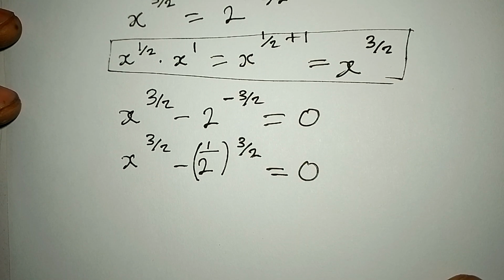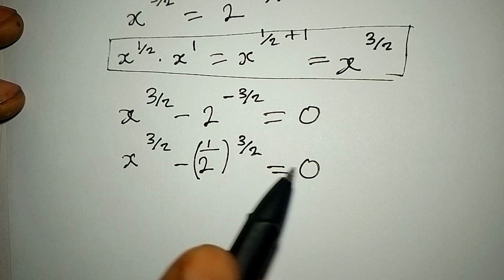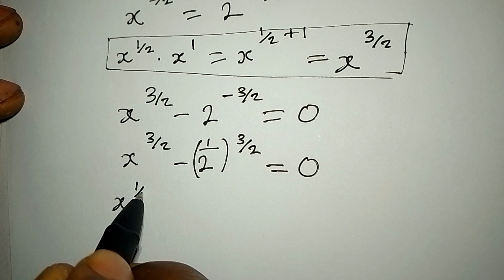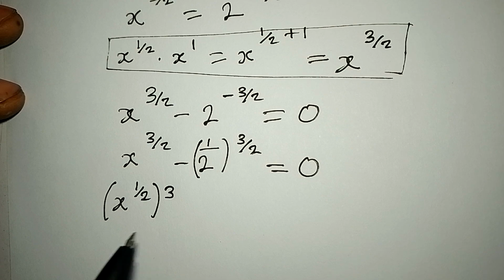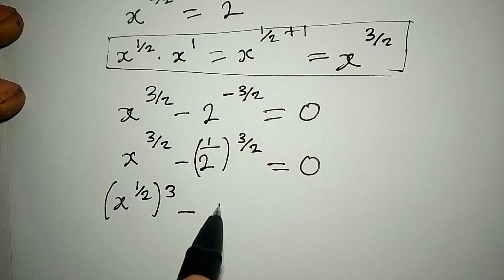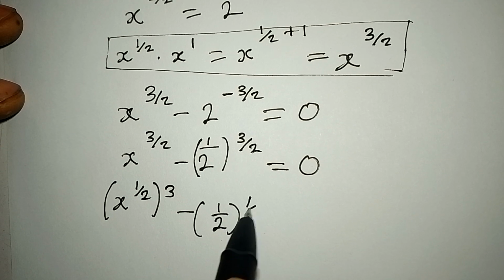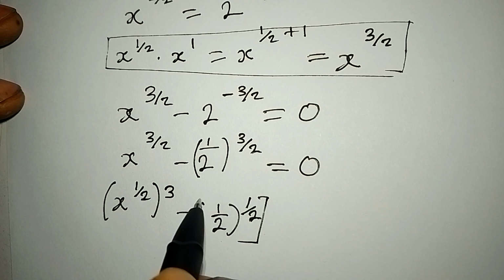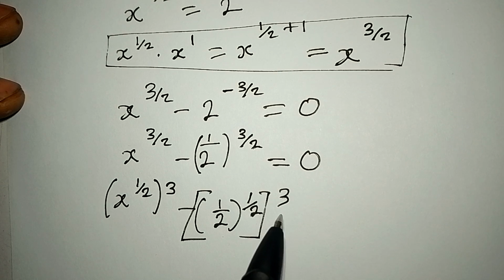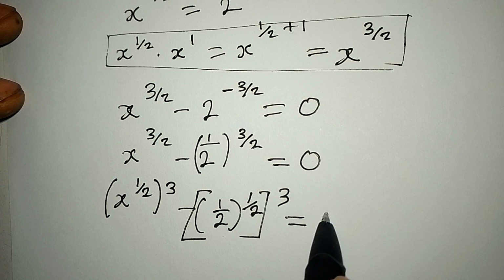And then to solve this completely, because we have the power of 3, we are going to have 3 solutions to this. But then this is the same as x to the power of 1 over 2 to the power of 3. If I open this bracket, I will have this back. Then minus, here we have 1 over 2 to the power of 1 over 2. Then this is going to be raised to the power of 3. So that once I open this bracket, I will still have this right back. So the whole of this is equal to 0.